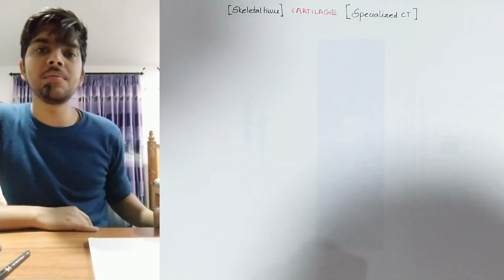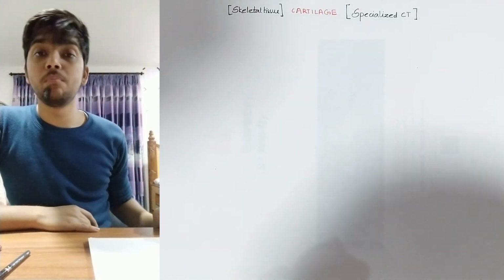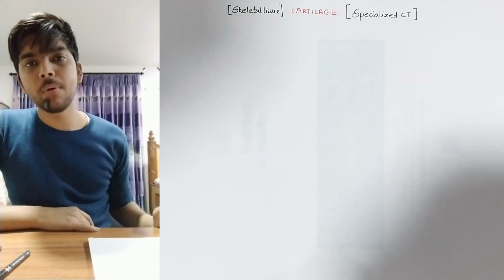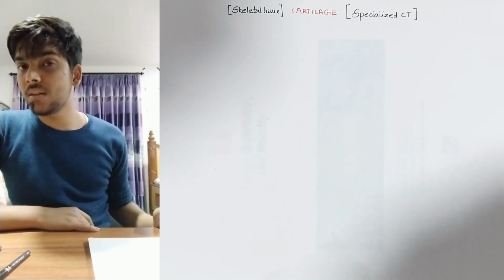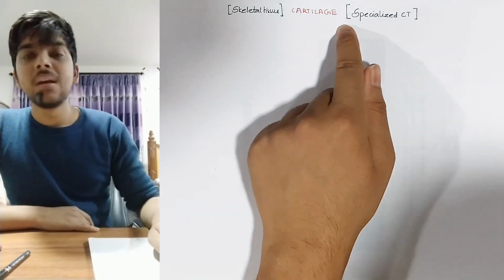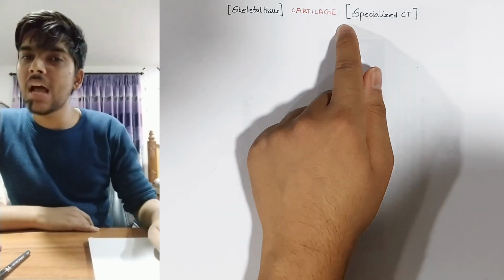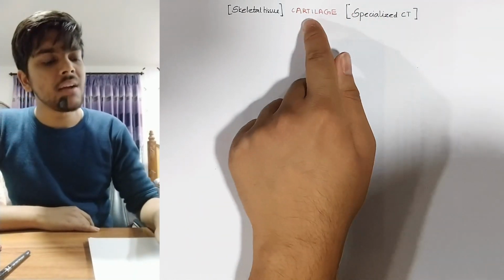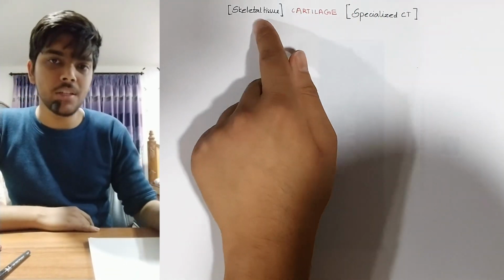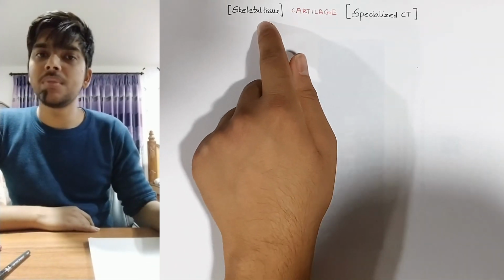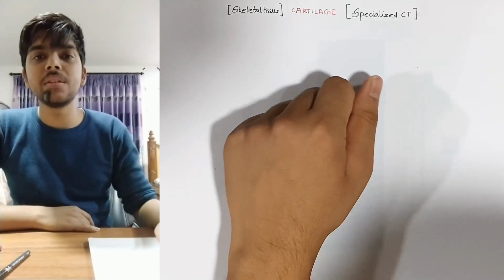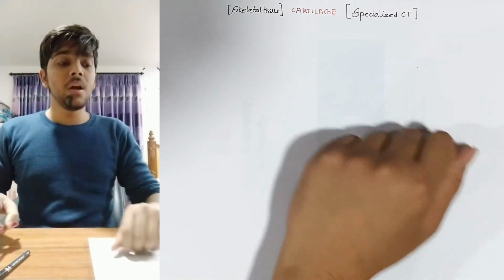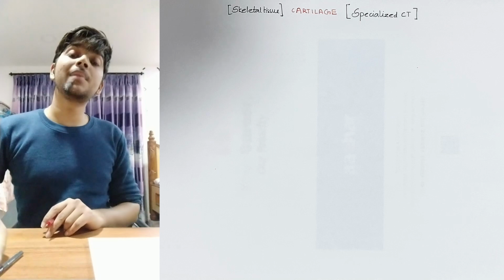Okay, so in the previous video, we are already done with bone, which is a skeletal tissue. Now it's time for the second type of skeletal tissue, and that is none other than cartilage. Cartilage falls under specialized connective tissue, and under specialized connective tissue, cartilage is a part of skeletal tissue. Why? Because it is a part of the skeletal system of the human body. That's why.